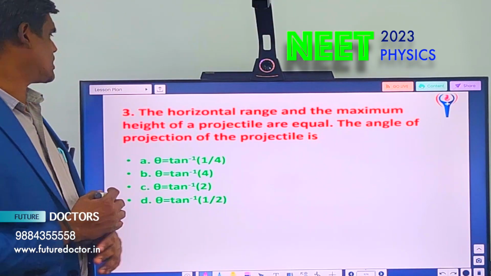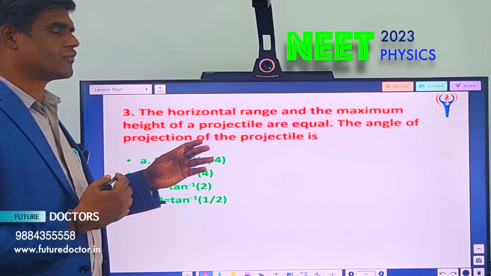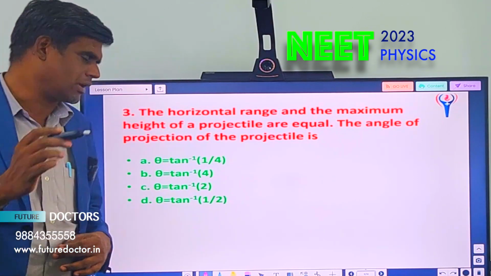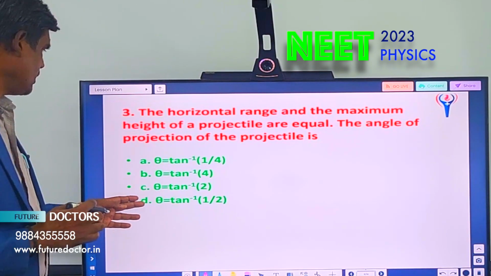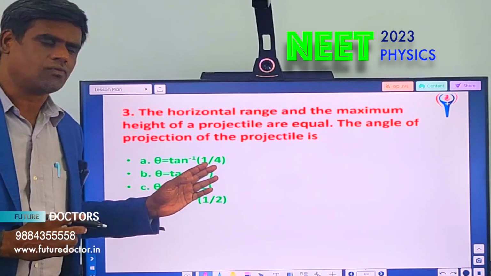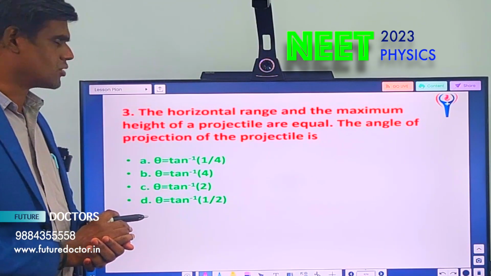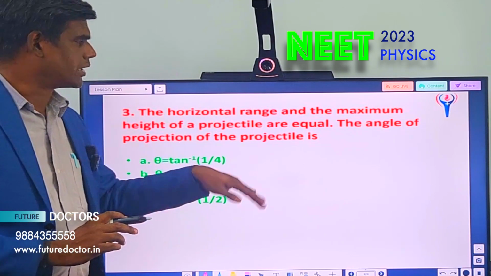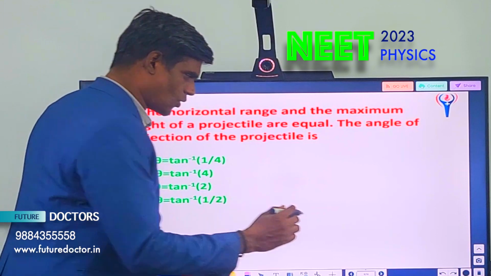The horizontal range and the maximum height of a projectile are equal. Then the angle of projection of the projectile is dash. A option, theta equal to tan inverse of 1 by 4. B option, theta equal to tan inverse of 4. C option, theta equal to tan inverse of 2. D option, theta equal to tan inverse of 1 by 2. Here you should know the formula for horizontal range, also the formula for maximum height. By knowing the formulas only, you will derive the angle of projection, and then you can solve this question. Let's move to question number 4.